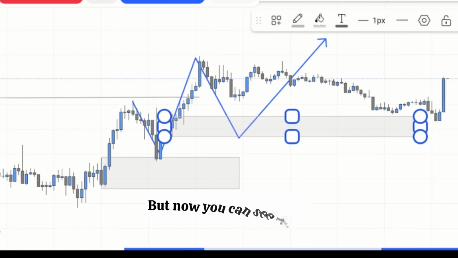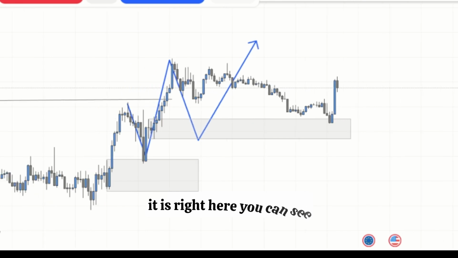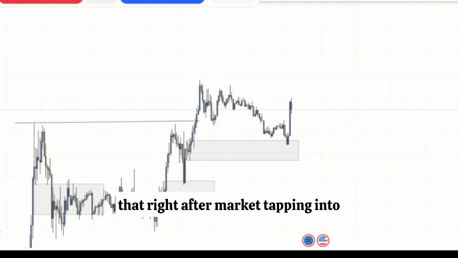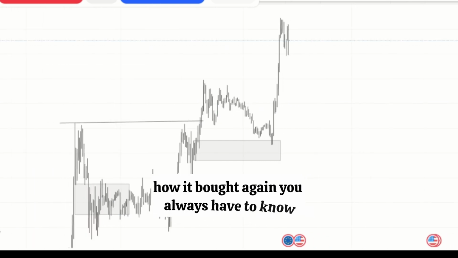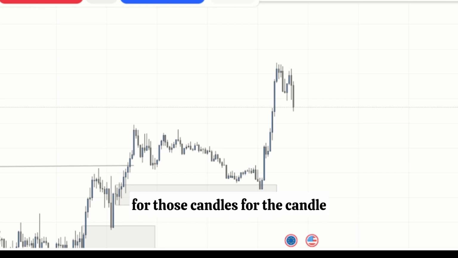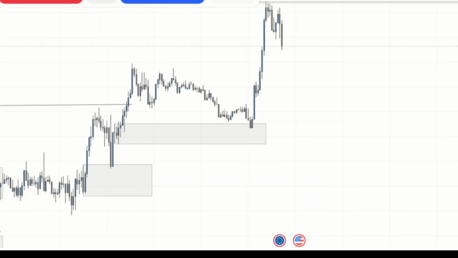But now you can see that the market came back. It is right here. You can see that the market came back and tapped into that. After the market tapped into that, you can see how it bought again. You always have to look for the candle that started the buying pressure, or the selling pressure in the case of the supply zone.